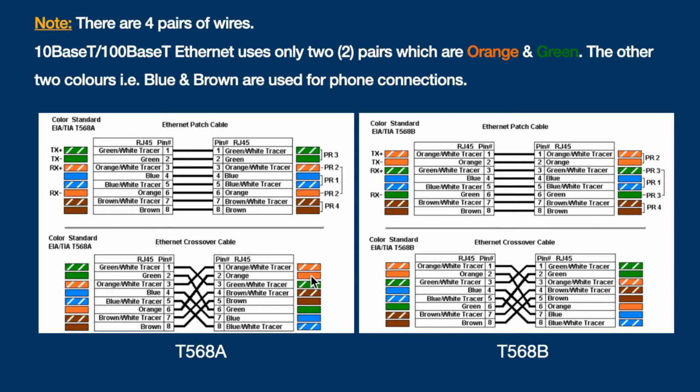And number 2 of this one, in the T568A crossover cable, number 2 goes to number 6. Yeah, number 6, okay? The other ones follow the same pattern. So that is how it goes. You have to follow the color scheme, okay? Without that, it will not work. It's not a normal electrical wire that we have at home, okay?